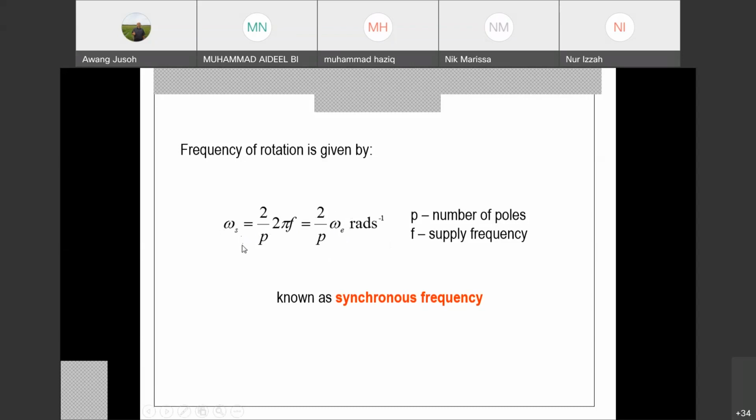You must know that rotor speed is the mechanical speed of the rotor. When we talk about rotor speed, it's mechanical speed, shaft speed. Omega s is synchronous speed, the speed of the flux in the machine. The one that we measure using the tachometer is the rotor speed, not the synchronous speed. Okay, so hopefully you can differentiate between these two frequencies.